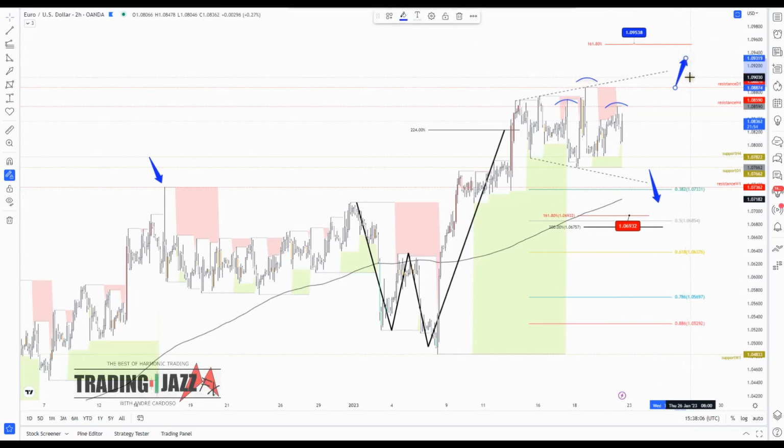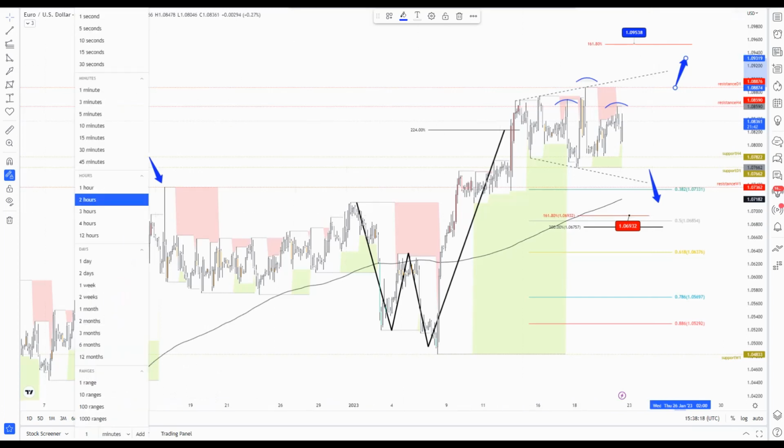Today it's Friday, the last day of the week. I want to update some of these charts that I shared with you before. Let's start with euro versus dollar. I stay on a lower time frame. This is a 2 hours time frame chart.